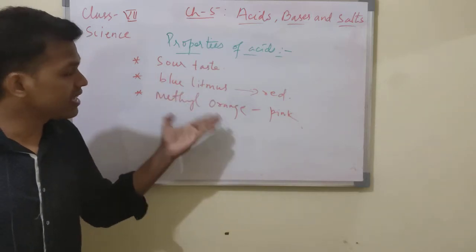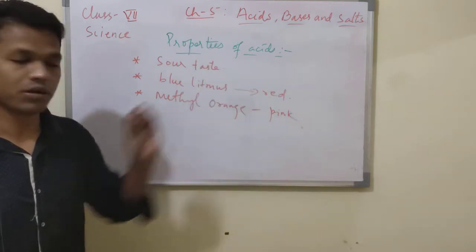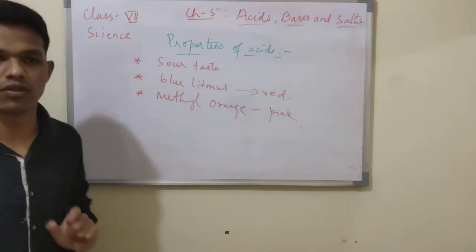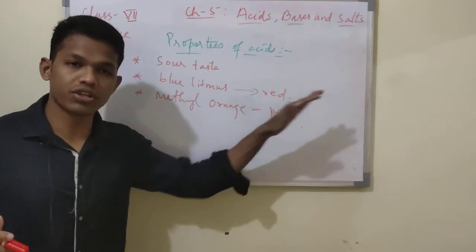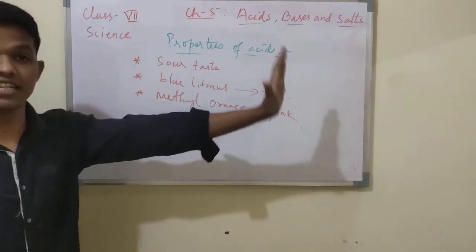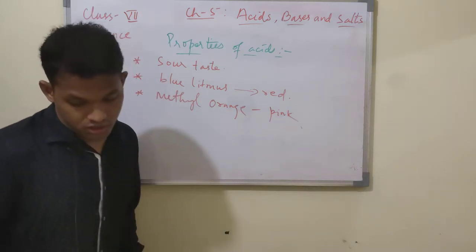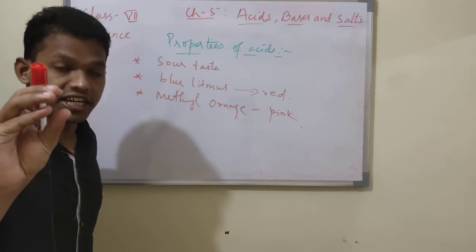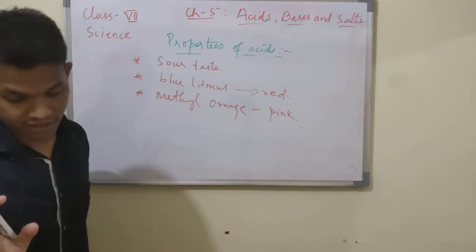What about bases? Methyl orange is a natural indicator. If you dip it in a base solution, what color it gives, we will study. No problem. So here blue litmus converted into red and methyl orange gives pink, which states that it is an acid solution or acid substance. Another indicator is phenolphthalein, which gives no effect in acid.